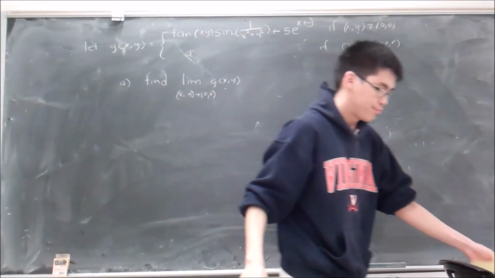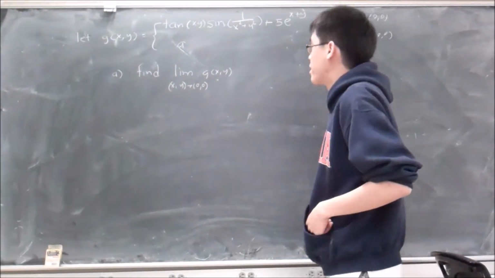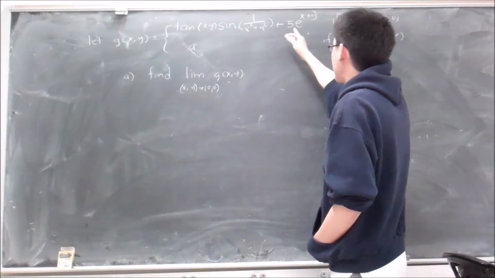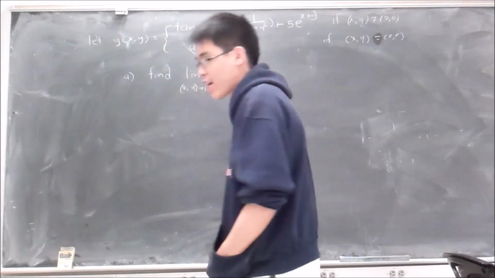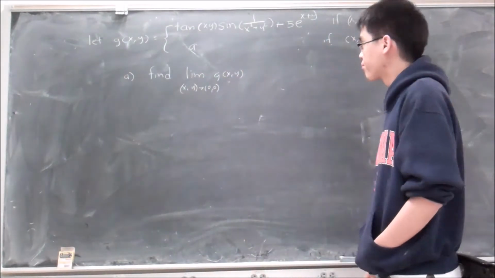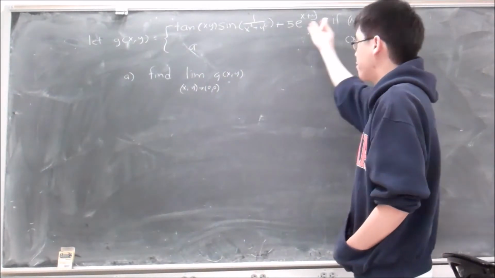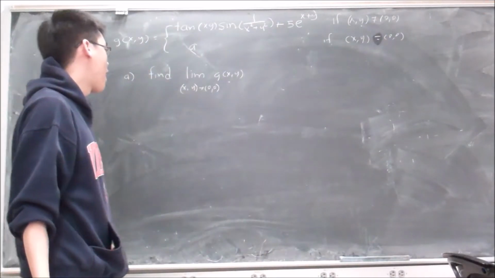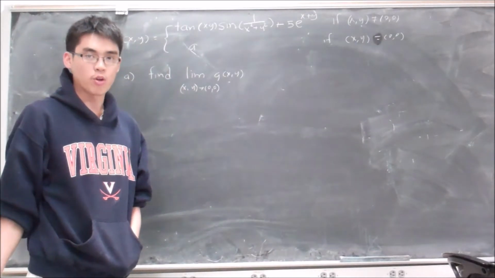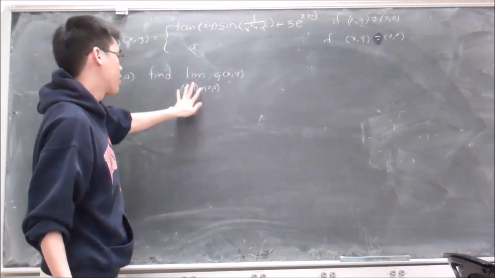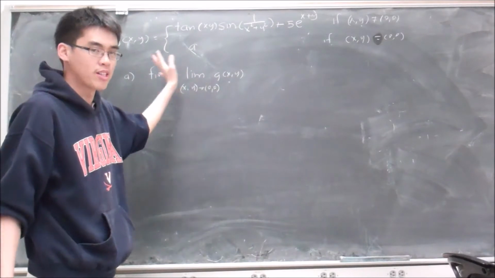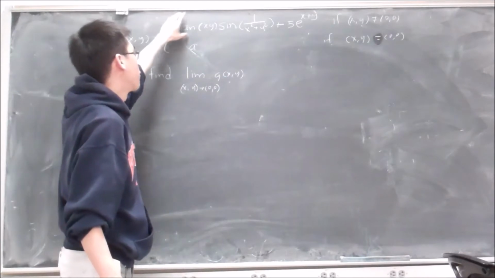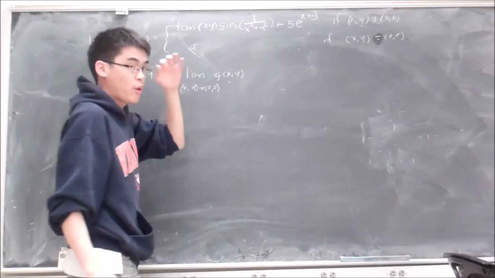Okay, so this problem defines the function g to be tangent xy times sine of 1 over x squared plus y squared plus 5 e to the x plus y whenever x, y are not 0 at the same time. And when x, y is 0 at the same time, it's a. Alright, and the question asks you to find the limit of g of x, y as x and y go to 0. So we ignore this part because as x, y goes to 0, it's not really 0, it goes to 0. So we use the first part. So the question just asks you to find the limit of this guy as x, y goes to 0.